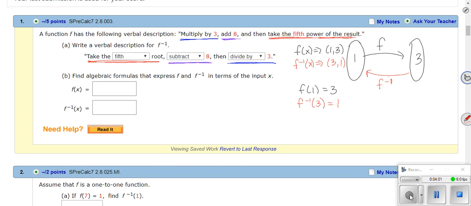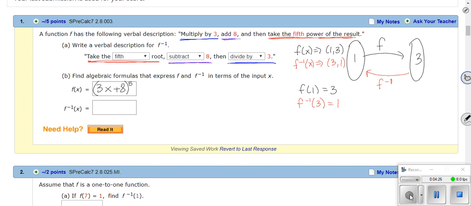Now, find algebraic formulas that express f and f inverse in terms of the input x. So for the original f function, again, we're taking our variable x, multiplying it by 3, adding 8, and then taking the 5th power of the result. So that means the whole thing has to be in parentheses to the 5th power, okay?